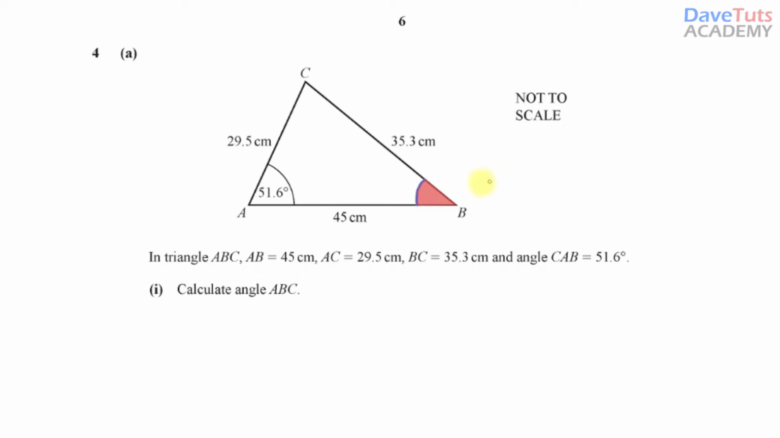And how do we find this angle? We can see that for this particular triangle, we know all the sides. We know one of the angles. We are looking for this other angle.